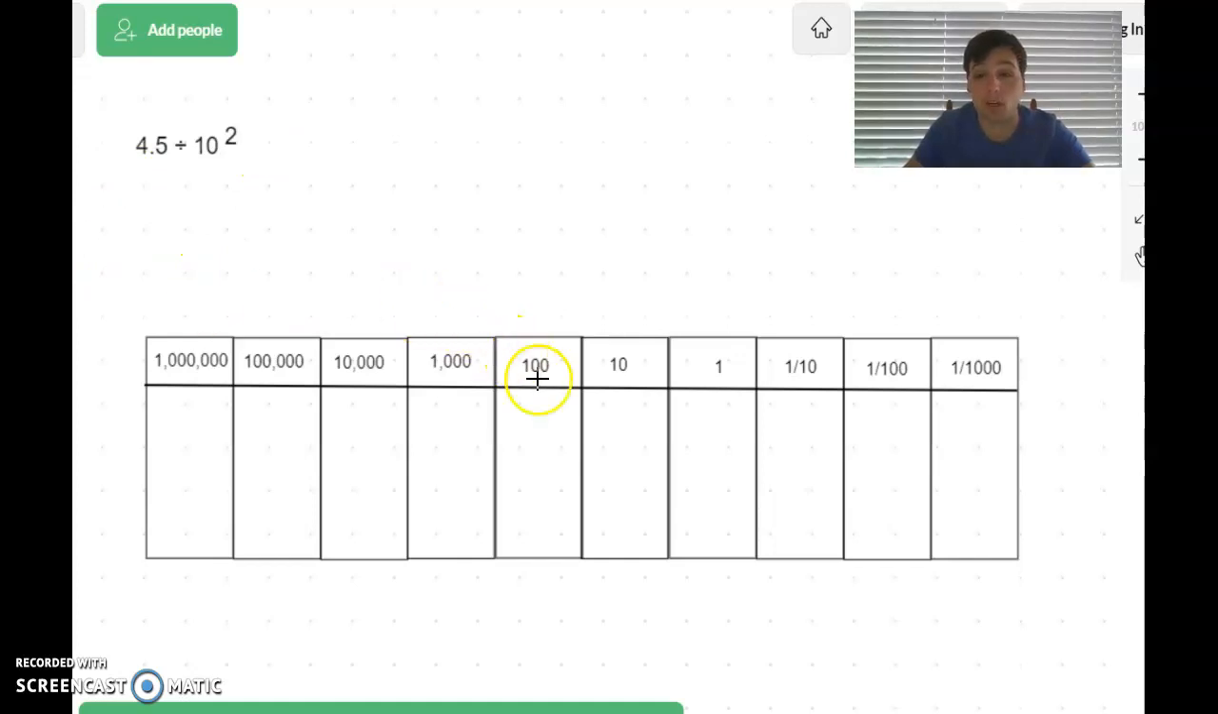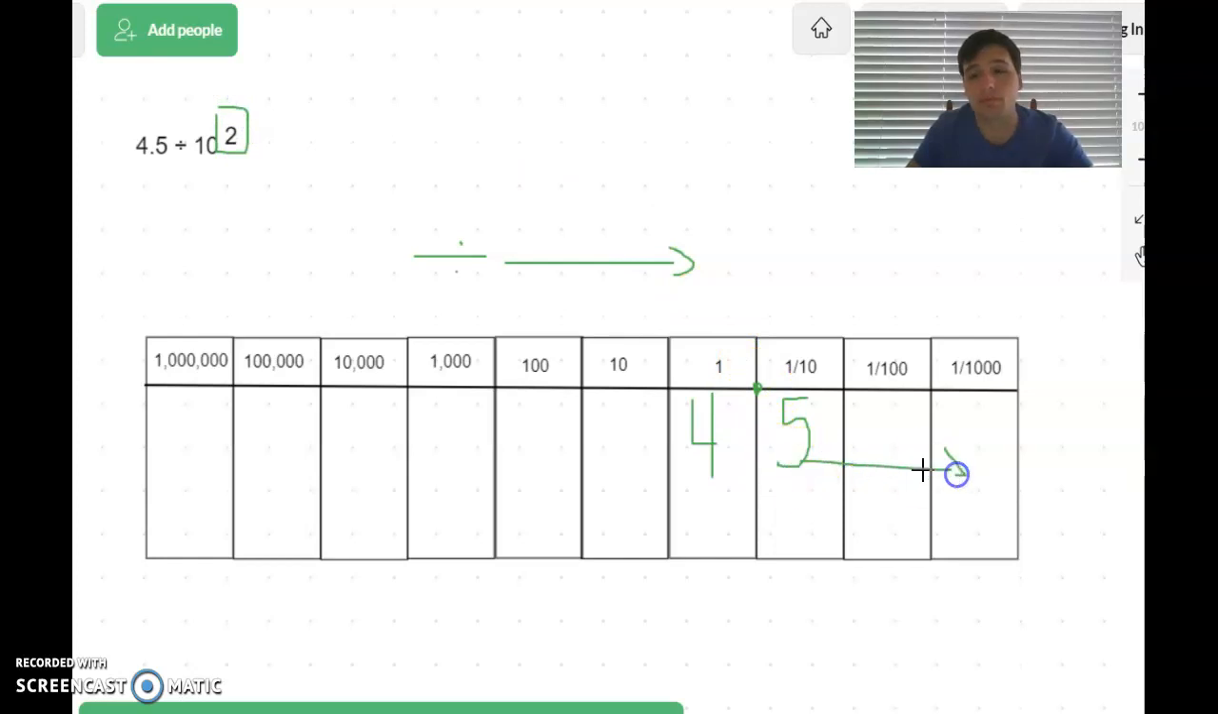As before, I start by putting my number in my place value chart, 4.5. Here's my decimal. I'm dividing this time, and when I divide, my number gets smaller, so I move backwards. If you want, I'll tell you another strategy in just a second. But I need to move backwards 2 spaces because that's my exponent.